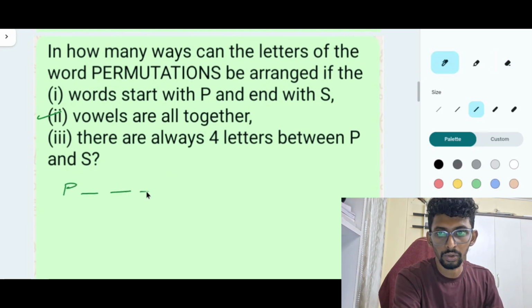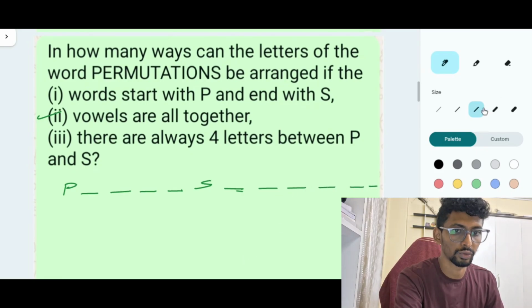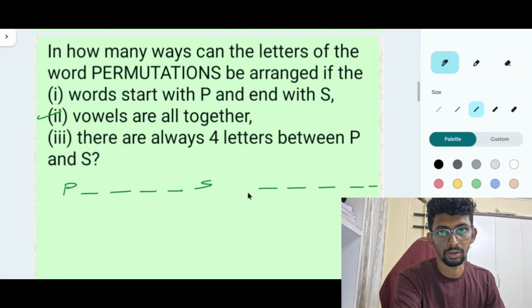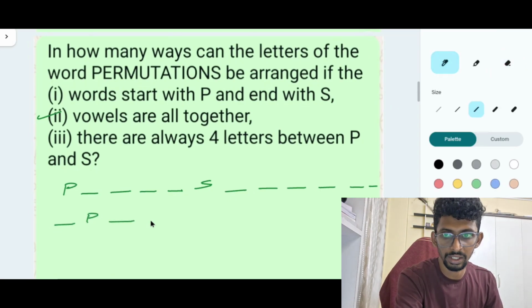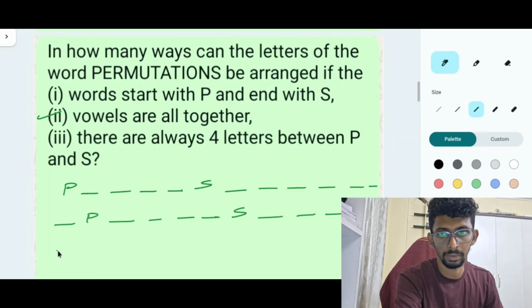Now, there are always 4 letters between P and S. So it can be something like this: P and S with 4 letters between, then the rest, total 12. Similarly, it can be something like this. The second arrangement can be: P, then 1, 2, 3, 4 between P and S, then the rest 1, 2, 3, 4, 5. If you count, you will get 12 letters.